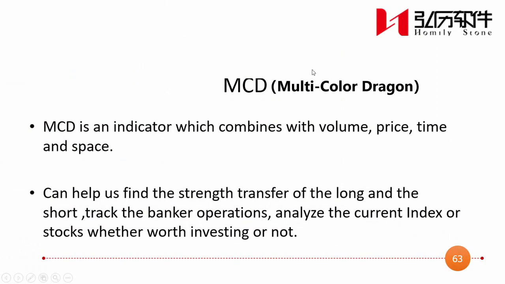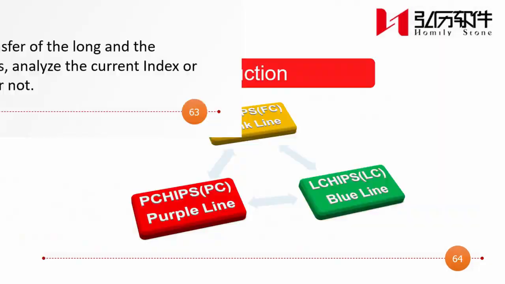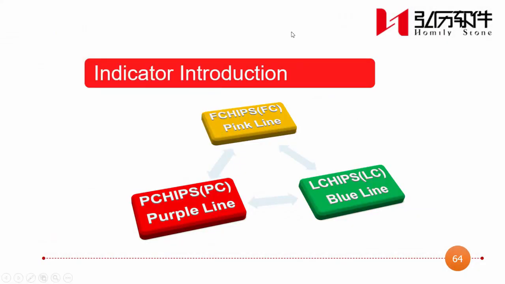Multicolor dragon. Multicolor dragon combines the volume, time, and space together to help us follow the big fish. In this indicator, there are 6 different colors. That's the reason why we call it multicolor dragon. It's very helpful, very powerful, but has 6 different colors.